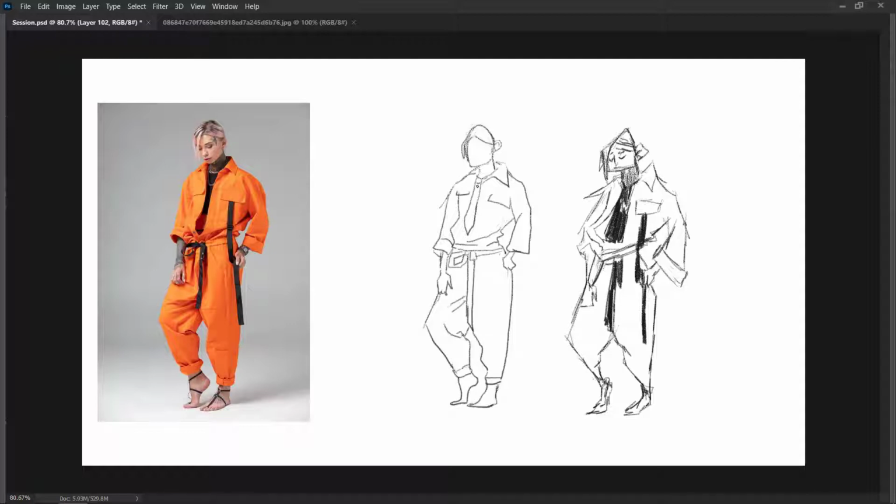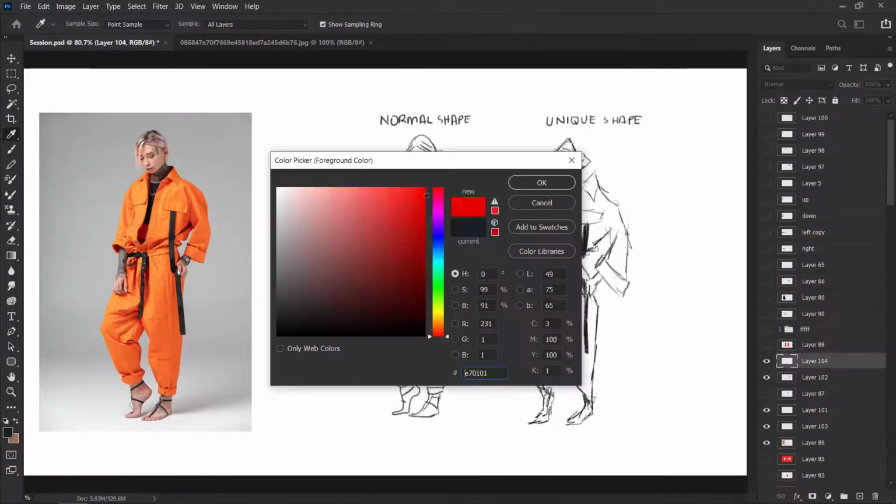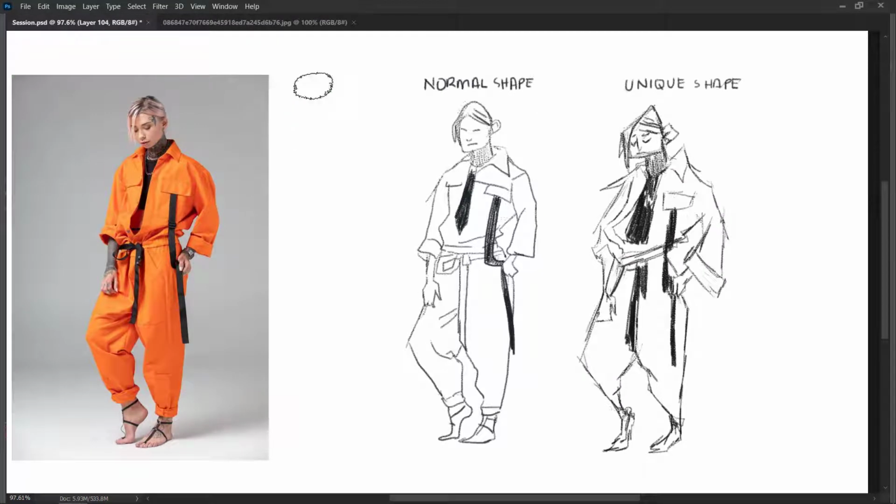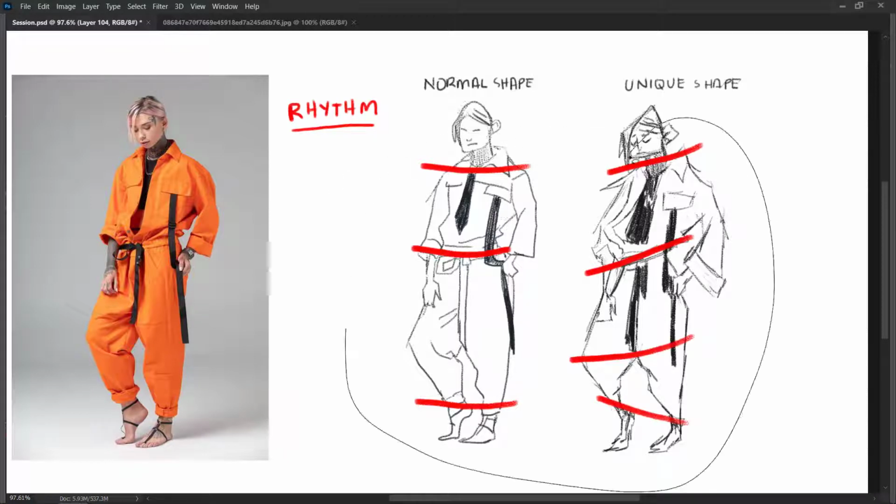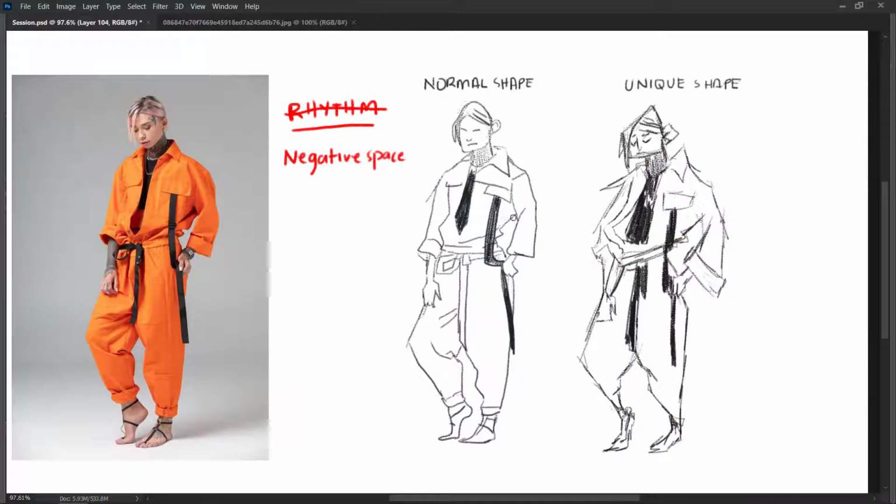First, let's have an observation. Take a few seconds and see the differences. Notice that these two have different volumes and rhythm. One is more exaggerated and does not look generic at all. So this is how exaggeration makes your drawing stand out from other drawings.